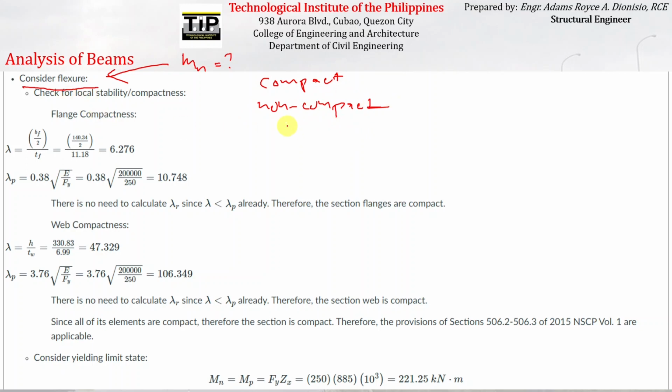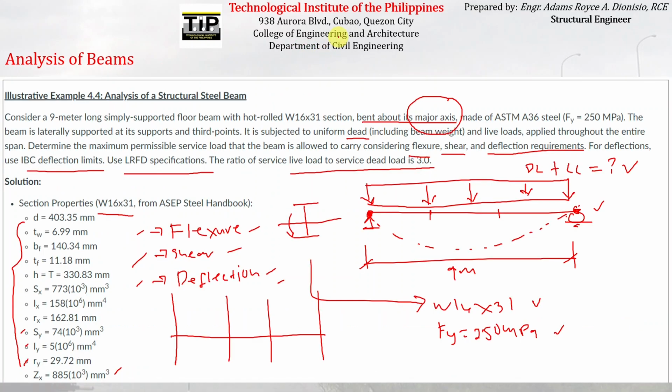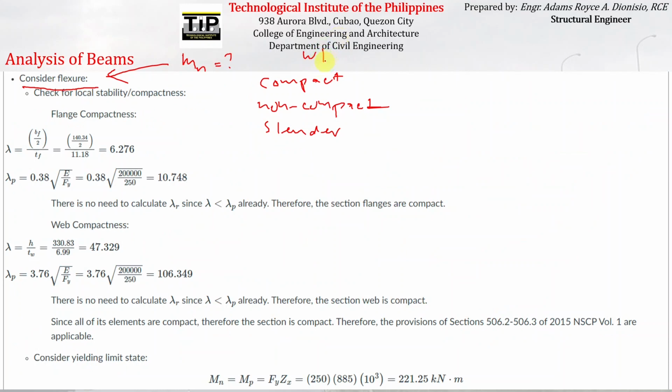or slender. Why do we need to know first whether the section, the W16 by 31, is compact, non-compact, or slender? Simply because for us to know which particular provision of the code we will use to compute for Mn. Because you have to take note, there are different provisions related to finding the moment capacity of a section if it is compact, non-compact, or slender. So there are different provisions for different types of section.